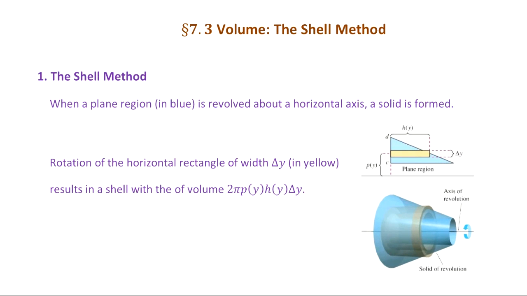So you have many rectangles when you cut it, and for each rectangle you have a different radius and height. So that really depends on where y is. You can see from that, they are both functions of y. Then you just take the sum of those rectangles, the shells.